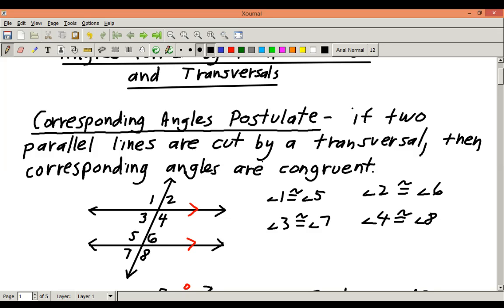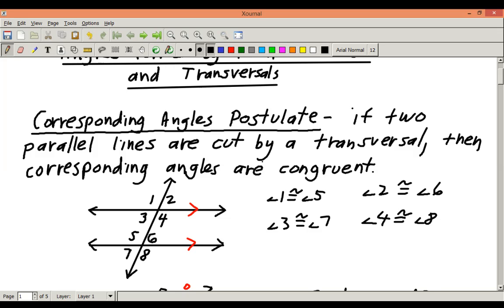So this one does not require proof. Remember, a postulate is simply a statement that we accept without proof. And it is this: if two parallel lines are cut by a transversal, then corresponding angles are congruent. So we already know what corresponding angles are. Those are angles that are on the same side of the transversal, either both above or below their parallel lines.